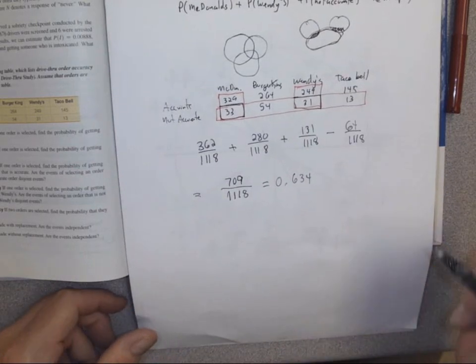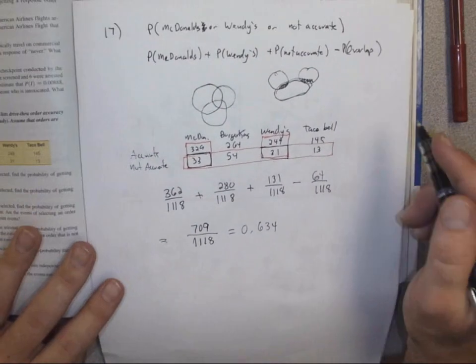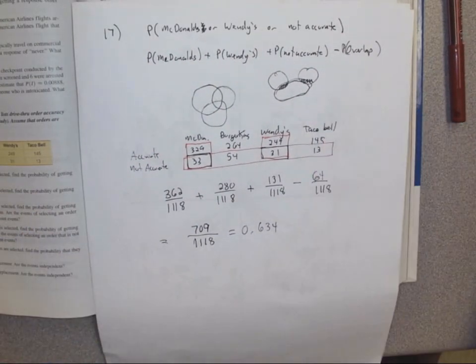Okay. So we have to be careful with your sums, remember: be careful of the probability of the overlap. That's really what you have to worry about.